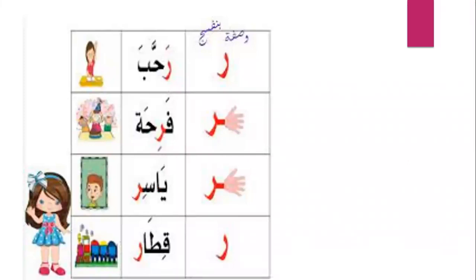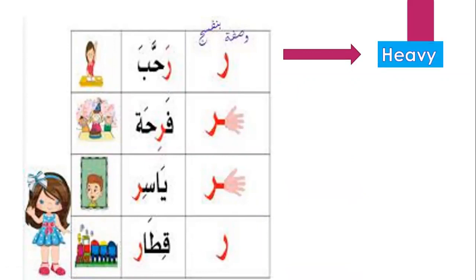Please look at the words and tell me which one is heavy sound, ra with heavy sound, and which one is ra with light sound. The first word is rahaba. Ra, ra, ra. Heavy or light? Rahaba. Ra, it's heavy. Yes, because it has fatha.